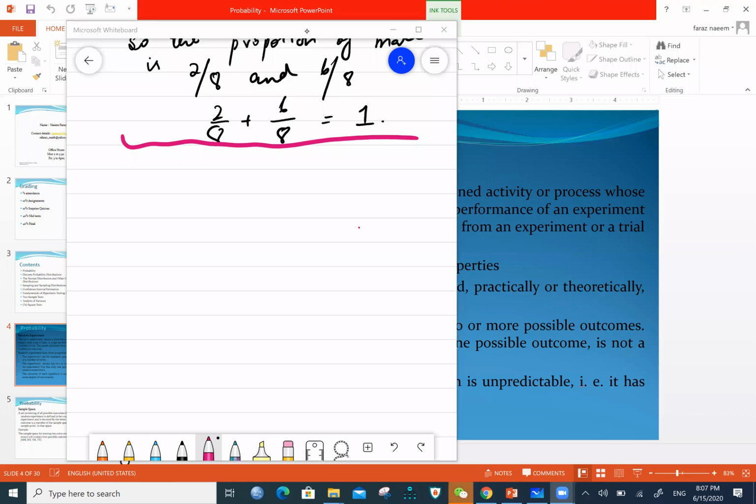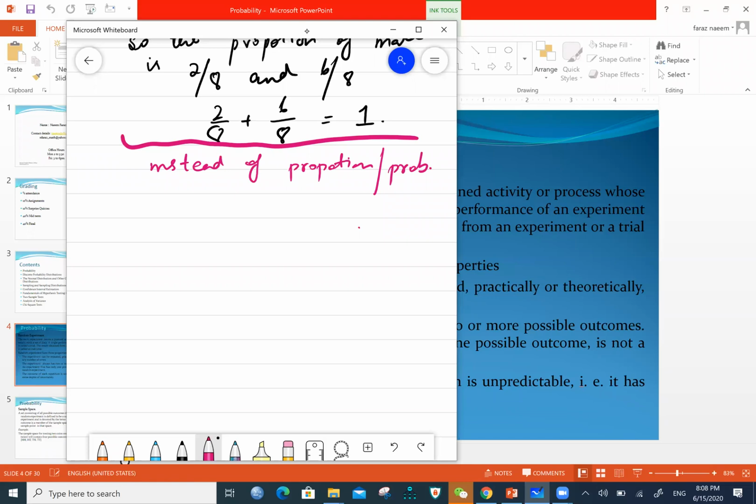Yes, it is. Okay, so if I say that instead of using the word proportion, I use the word probability. In that case, if I select two students from this class and those two are male students, what is the probability of selecting two male students?